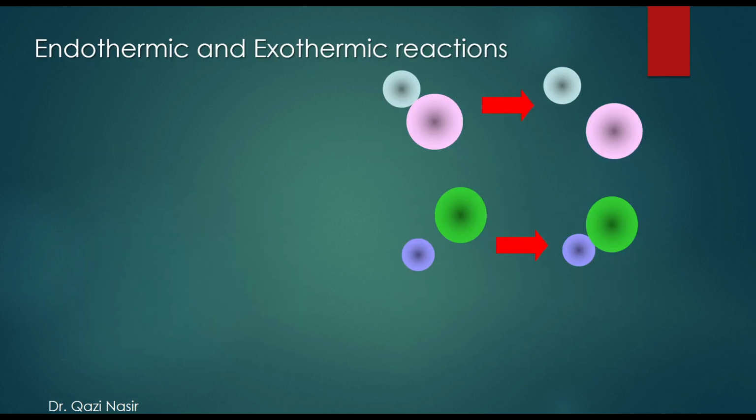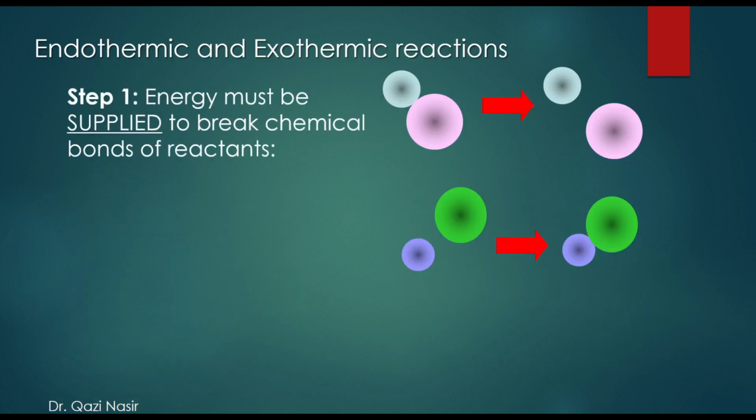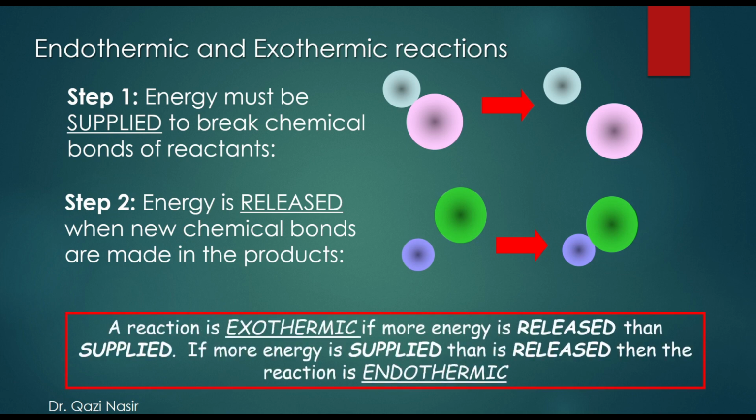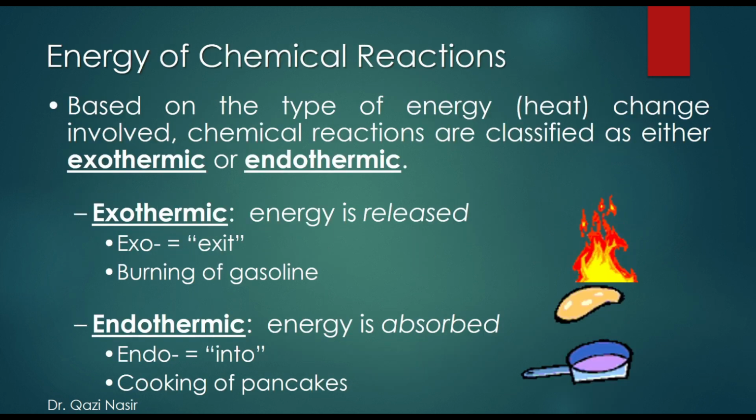So there are basically two steps in the breaking and making of bonds in a chemical reaction. Step number one: energy must be supplied to break the chemical bonds in the reactants. And the second step: energy is released when the new chemical bonds are made in the product. In this context, a reaction is exothermic if more energy is released than supplied, and if more energy is supplied than released, the reaction is called endothermic.